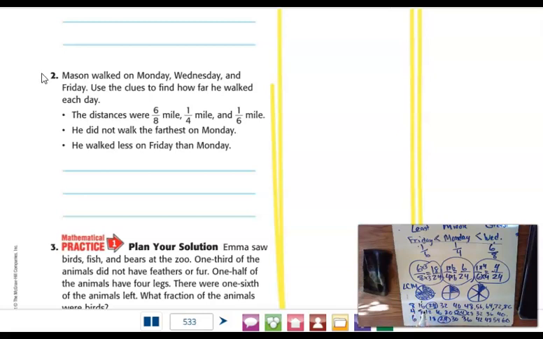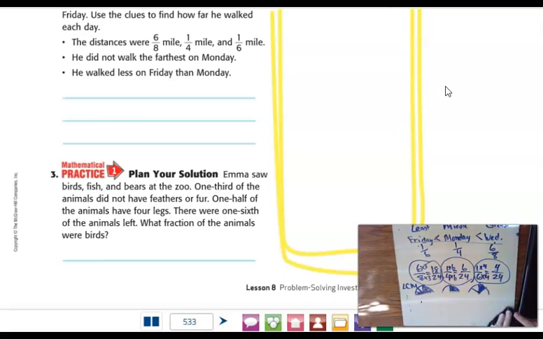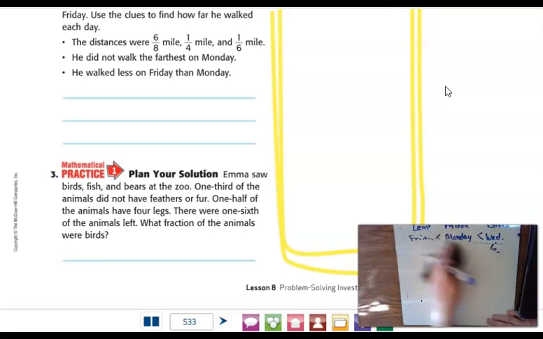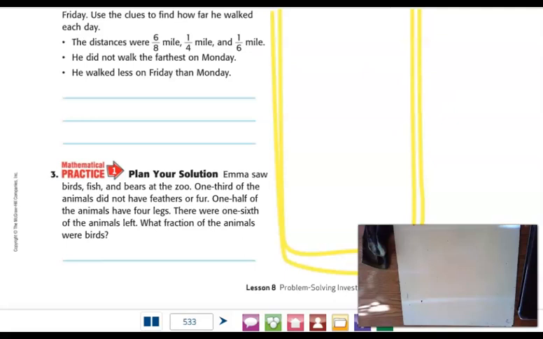So let's move on. Emma saw birds, fish, and bears at the zoo. 1/3 of the animals did not have feathers or fur. Okay, so if it didn't have feathers and fur, it must have been the fish. 1/2 of the animals have 4 legs. Okay, so if it had 4 legs, it can't be the fish and it can't be the birds, it has to be the bears. There were 1/6 of the animals left. What fraction of the animals were birds?